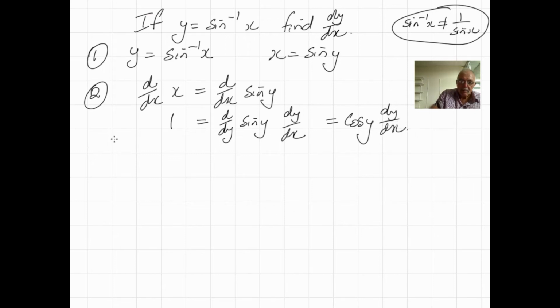And the third step is to get dy dx by itself on one side and the other side in terms of x. So we've got 1 equals cos y dy dx. So 1 on cos y equals dy dx. Okay, now we've got to get this in terms of x.